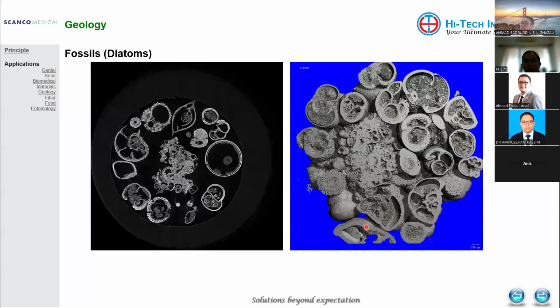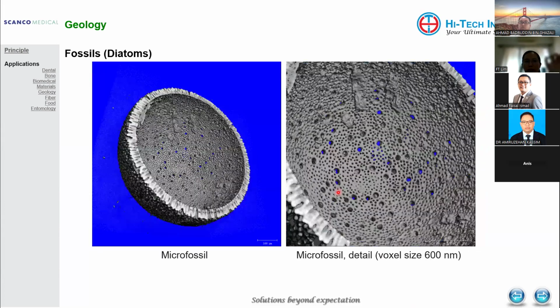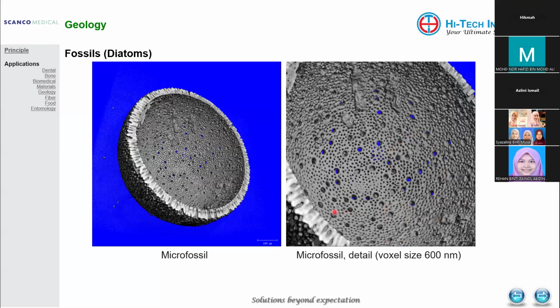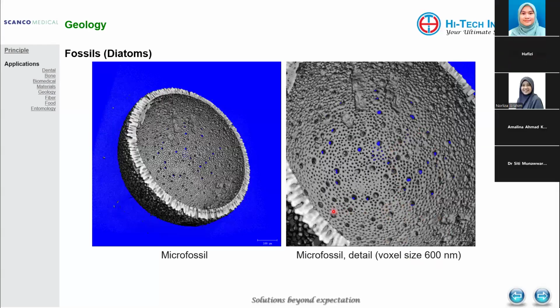And a lot of researchers, especially in Switzerland, are looking at fossils. So this is the fossils of the items. So you can see it is a group of the items. So we can further zoom in and study a single microfossil by having details of about 600 nanometers. So you can see all the tiny features of these microfossils.